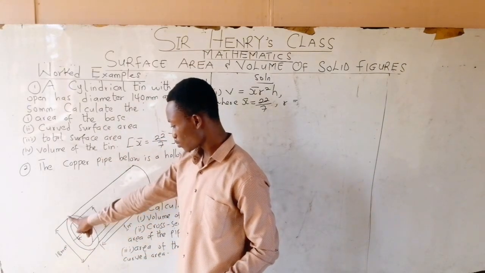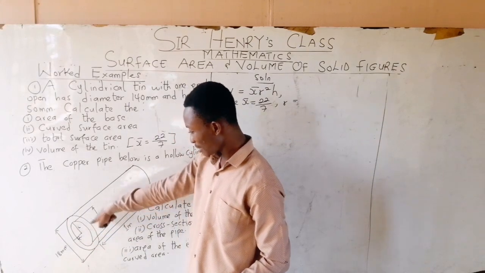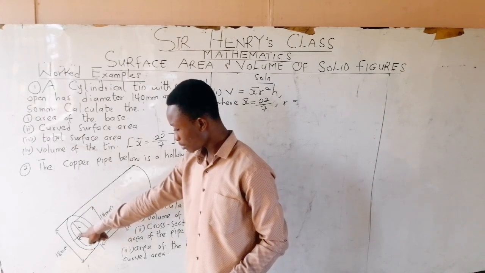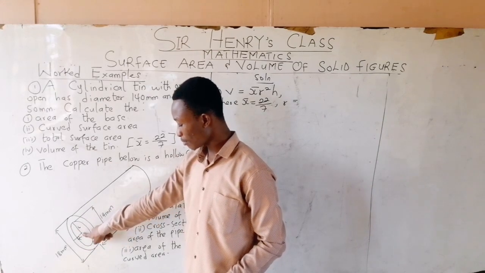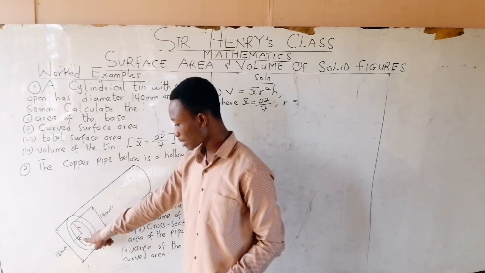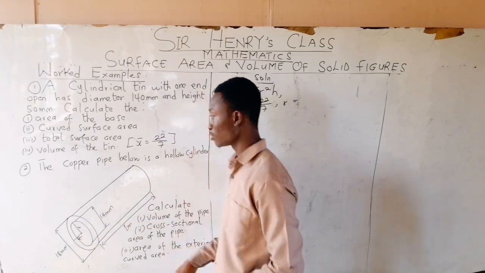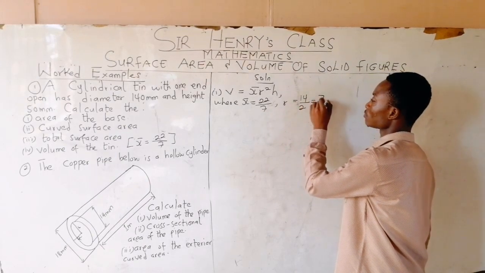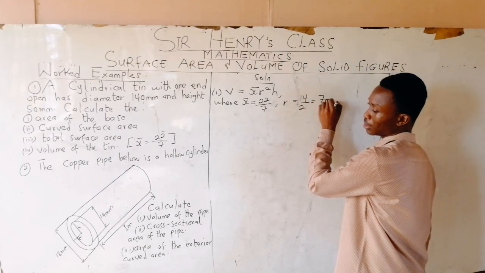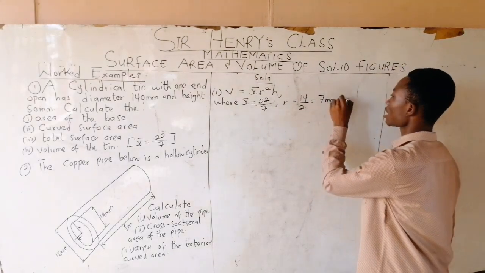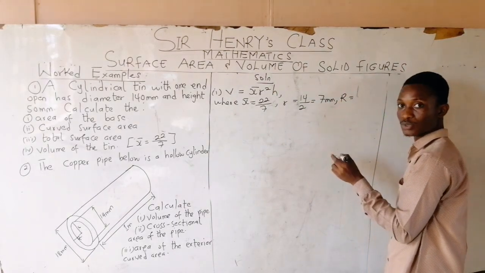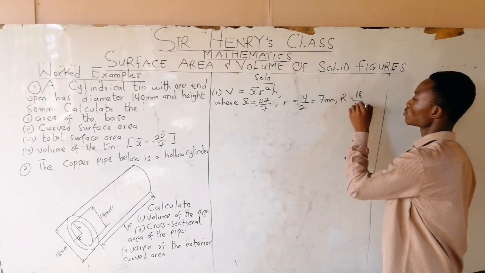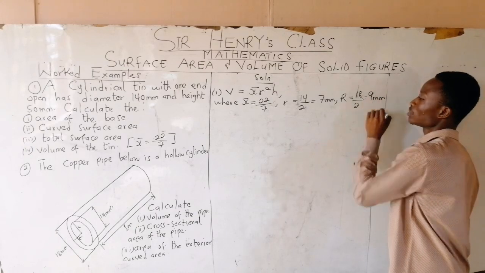So the small r, its diameter is 14. From this portion to that portion is 14. So if you want from the middle to only this portion, or from this side to this side, you just divide it by 2. So small r is 14 over 2, and that gives you 7 millimeters. Big R, I believe you can tell me what its radius is. That will be 18 over 2, and that will be 9 millimeters.